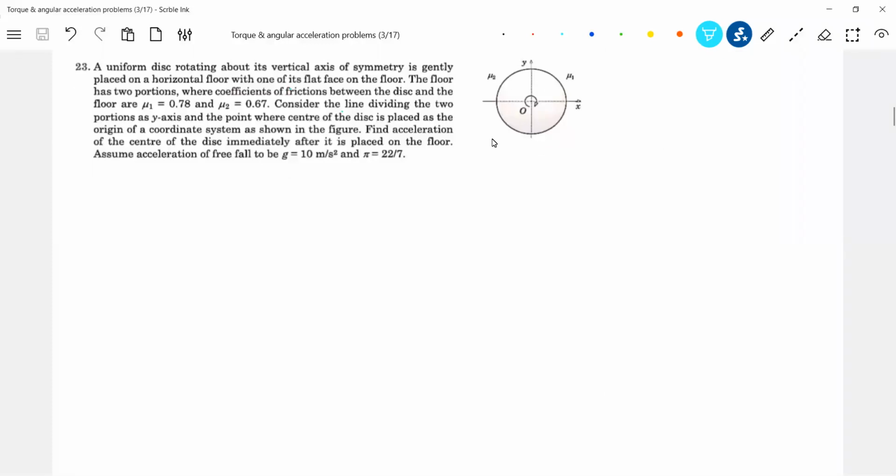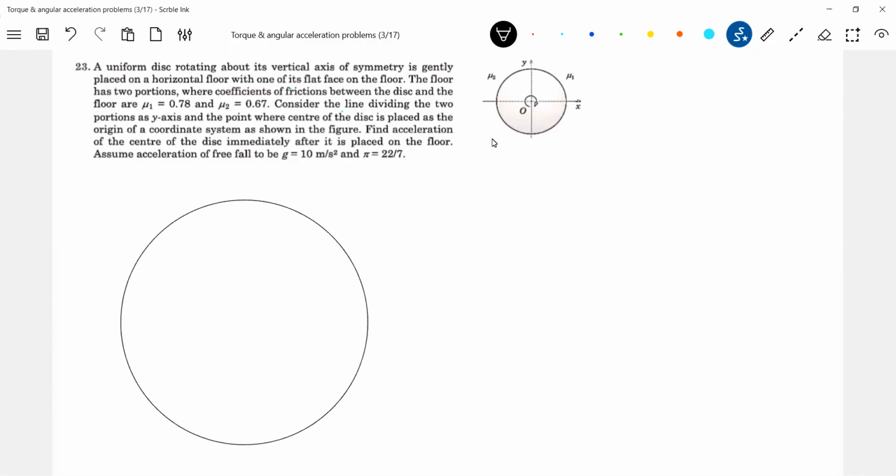Draw the diagram. Don't say anything, first draw the diagram. The disk is there, no? Show that disk first, and then go for how to get that acceleration. So it is given the angular velocity.